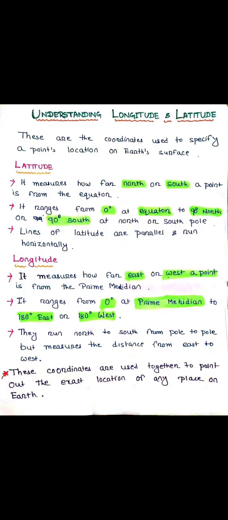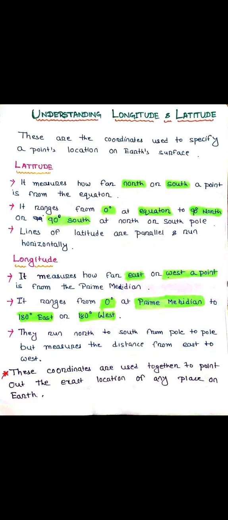Then comes the longitude. It measures how far east or west a point is from the prime meridian. Prime meridian is taken as the standard or reference line, and we see how far a point is in the east direction or in the west direction of the prime meridian. So it ranges from 0 degree at the prime meridian to 180 degrees east or 180 degrees west, and it runs north to south, that is vertically from pole to pole.